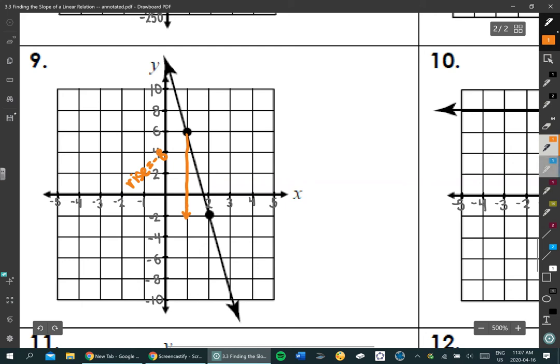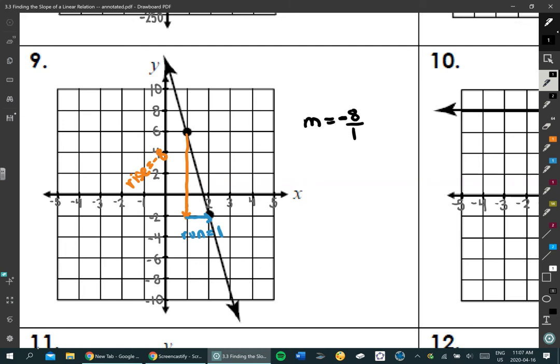And then our run, well, we're just counting by ones here. So that was a 1, it goes to 2. So our run is 1. So m equals rise over run, so -8 over 1. You can leave it like that. It looks a little funny. Usually we would just write it as -8. We would just leave out the 1.